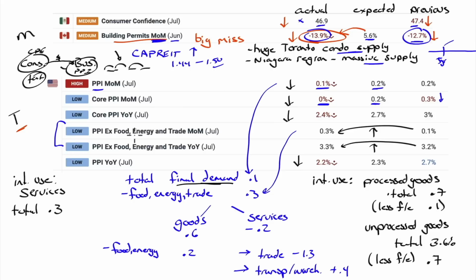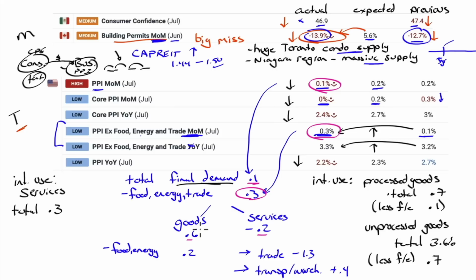Let's look at these categories down here. PPI ex food, energy, and trade. Well, we don't have to look at the year. We'll just look at the month over month. Less food, energy, and trade, 0.3. It was 0.1. So that was an increase. Let's just dig into these numbers a bit and see what's under the surface. Total final demand, 0.1. That is the headline number. If we take food, energy, and trade, we had 0.3, which is this number here. Let's break down the 0.3 between goods and services, services being roughly 75-80% of this measure.